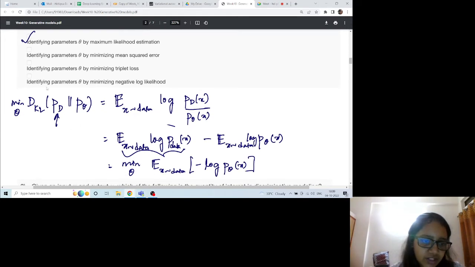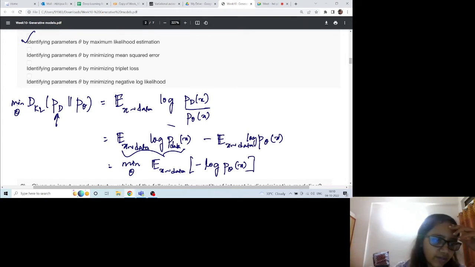This is a measure which ensures that the more similar these two distributions are, the lower this value is. What we want to achieve is to learn this p theta such that it is very close to this pd. So that is why we use the KL divergence, to minimize this. If we minimize the KL divergence, the theta that we obtain from there will ensure that this p theta is very close to this pd.